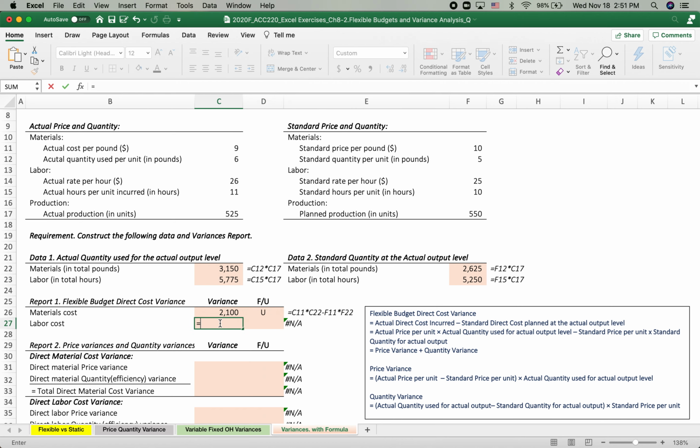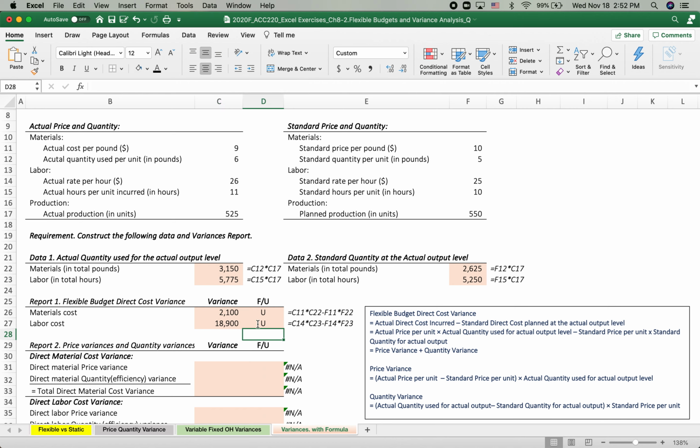In the same way, the labor cost. How do you calculate this labor cost? Now we use the actual rate per hour times the actual labor total hours, the actual quantity, right? And then we use this 25, the standard rate per hour in labor, times what we calculated was the labor total hours in standard, our expectation. Oh, sorry, 25 times 5,250. So the direct labor cost variance is 18,900.